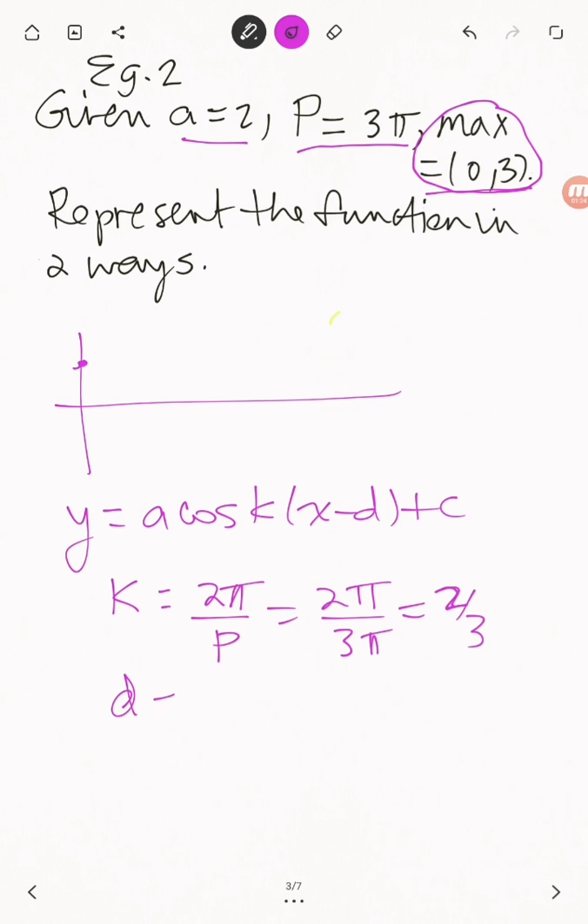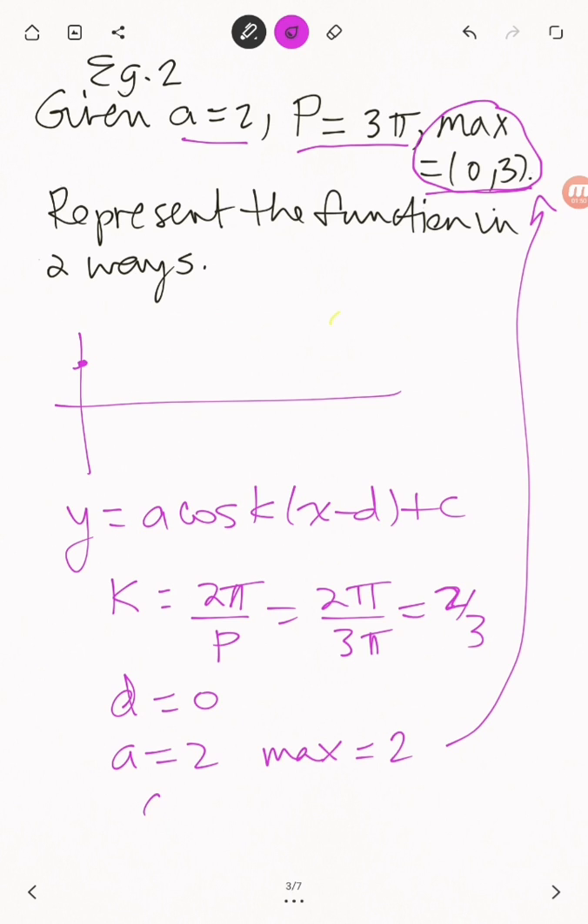There is no phase shift, as we said, because the maximum value is on the y-axis. And normally, since the amplitude is 2, my max value would be 2, right? But I'm told that my max value is 3. So that means we've shifted up 1. So my c value is +1. So that gives me a function of y equals 2 cos 2/3 x plus 1.